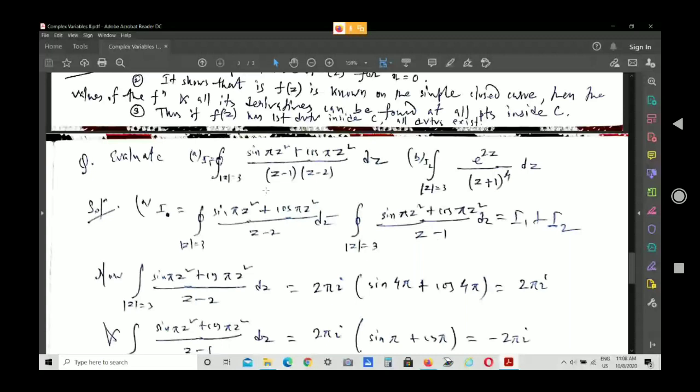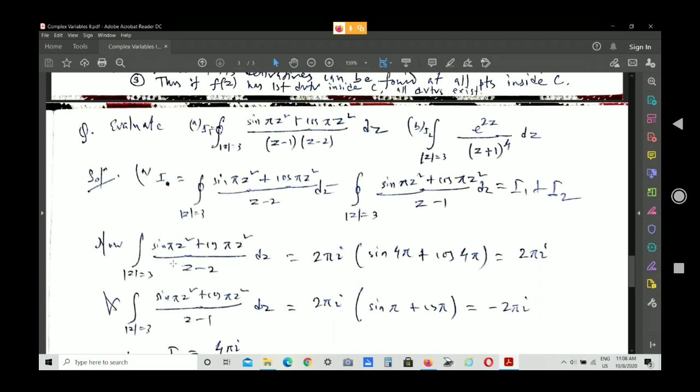So we can write the same thing as sin pi z square cos pi z square by z minus 2. Here one part, another part here. Can we write like this? If we take their sum, we get back that original function. Okay, so we have divided it into two parts. Try to understand how we divided it. Very simple. If you take their sum, you get back that original one. So let us call this part as I1 and this part as I2. Now let us solve them separately.